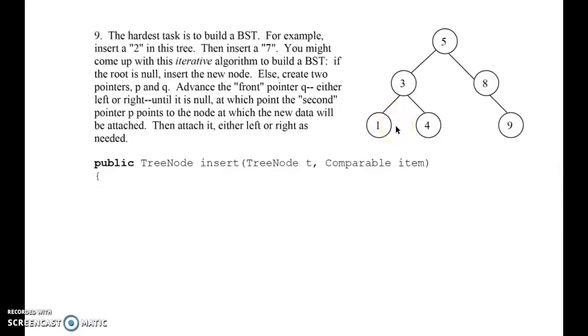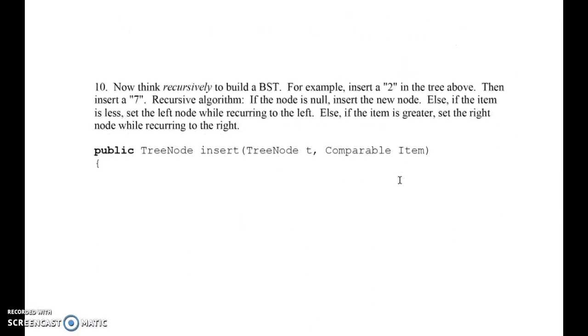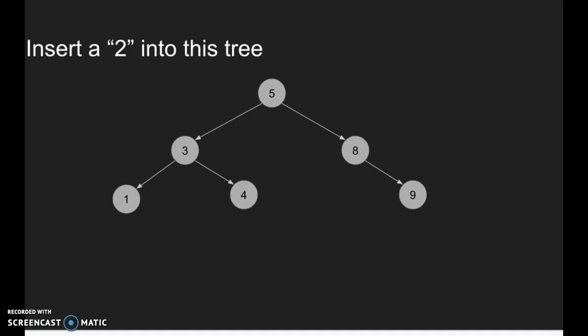Is that right? This is the iterative solution, and then there is a recursive. So I think what I'm walking through is more of the iterative solution, but it can be adapted pretty quickly for the recursive solution. So inserting a 2 into this tree.